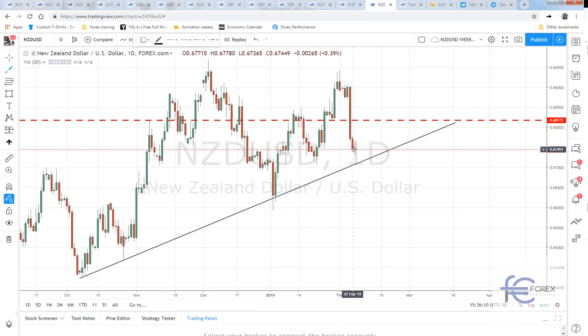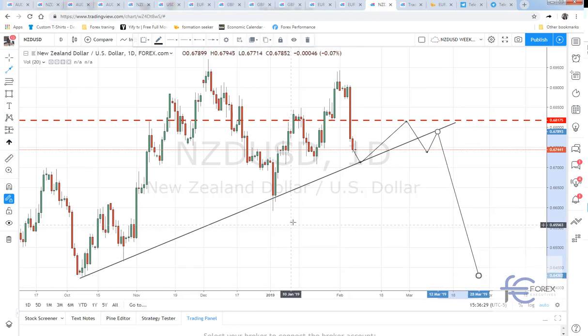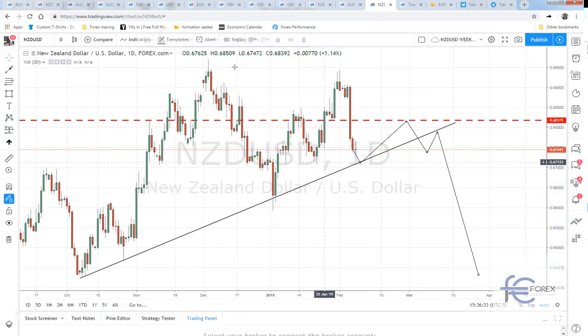So I'm looking for the market at the beginning of the week to possibly do this right here, tap my trend line, and then go and tap my support resistance area, break my trend line, retest my trend line, make sure my trend line holds, and take this baby down. That's it, guys. Just like that.